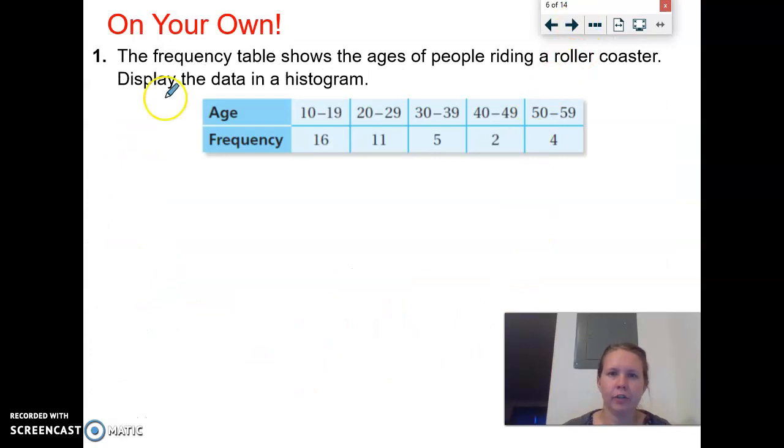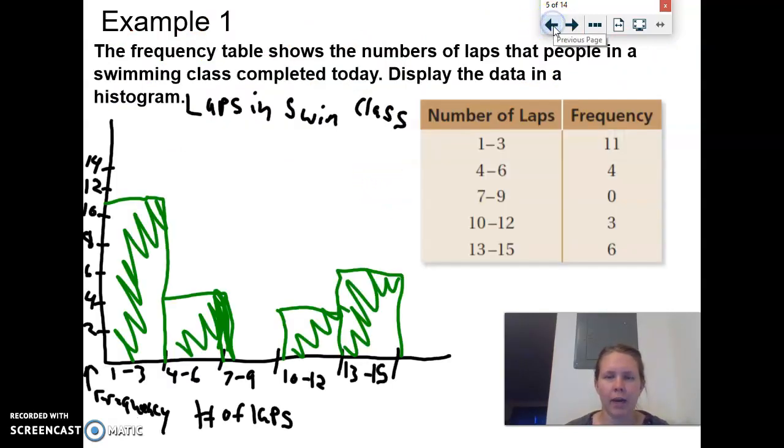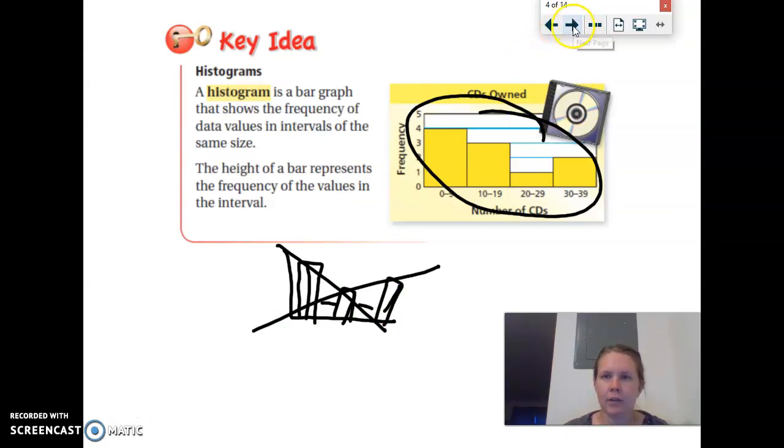All right, so I want you to try and set up a histogram here on your own, okay? It says this frequency table shows the ages of people riding a roller coaster. Display the data in a histogram. So go ahead and try and set one up. If you need to go back through the notes, you can.